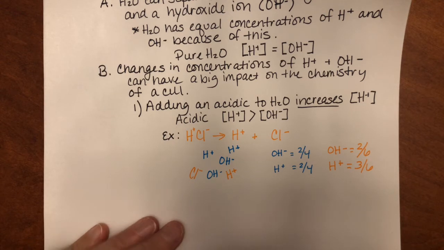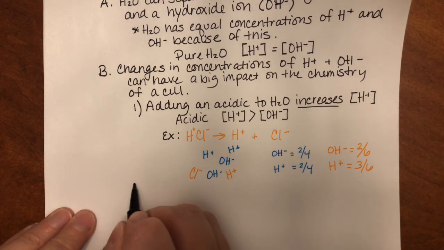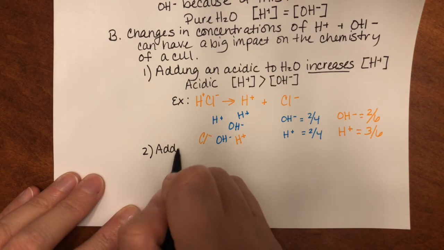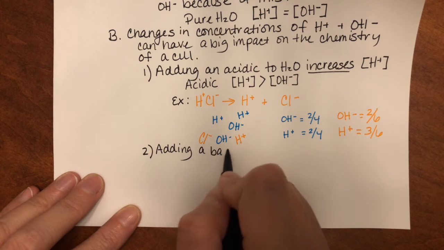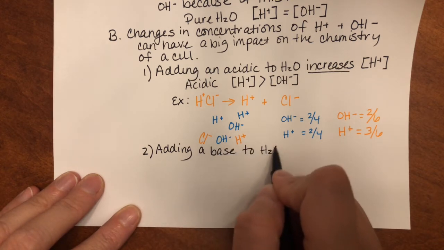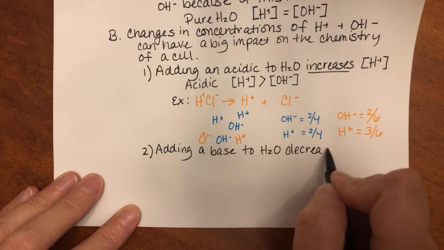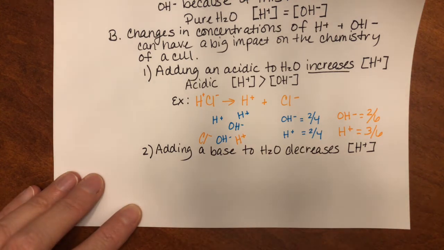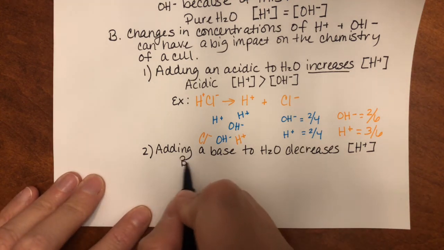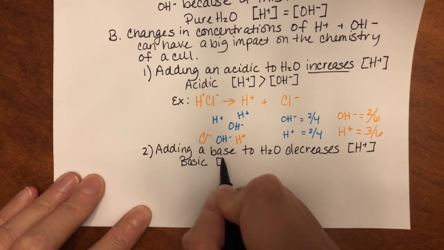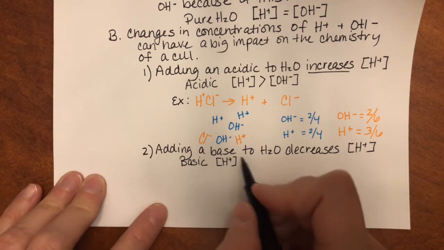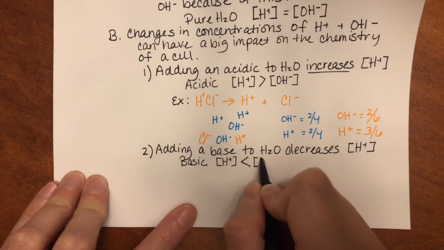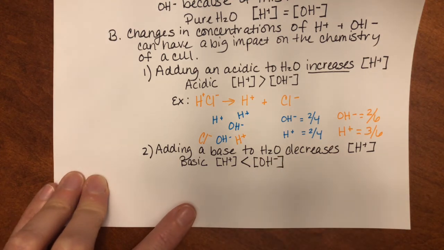So I'm going to put here a 2. All right, and let's say adding a base to H2O decreases the H plus ion concentration. So it works in the exact opposite way here. All right, so something that is basic, and comparing the H plus and OH negative concentrations, it lowers the hydrogen ion concentration, and the hydroxide ion concentration becomes higher.